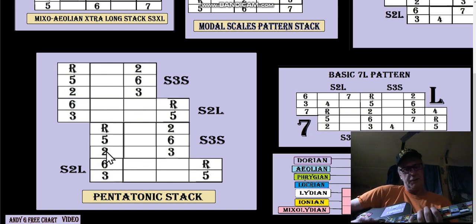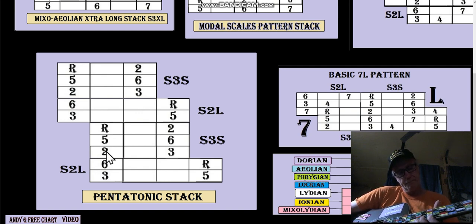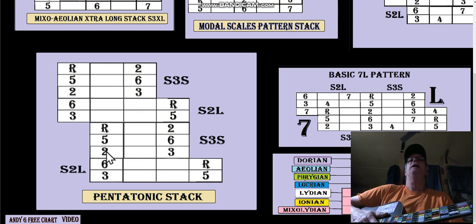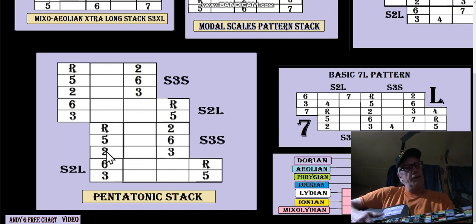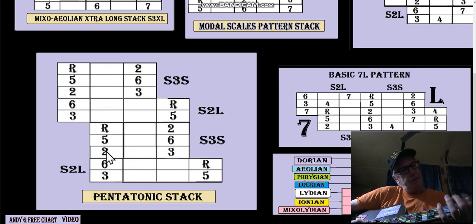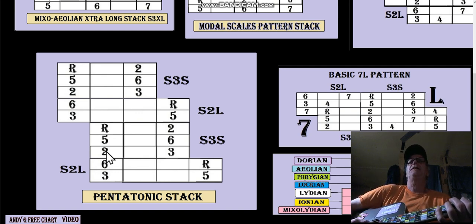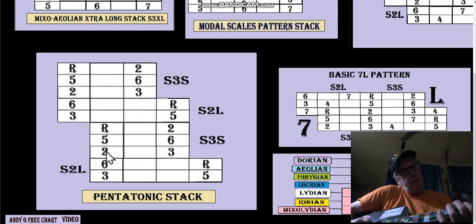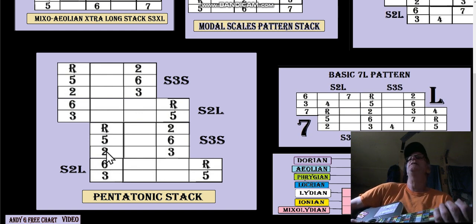Now let's play this. Okay, so it's determining the parent key that's important. Starting the D from the second string put us in the key of G. Did that mean that D was the fifth? We would have to look at the diatonic. So we'll get into that.